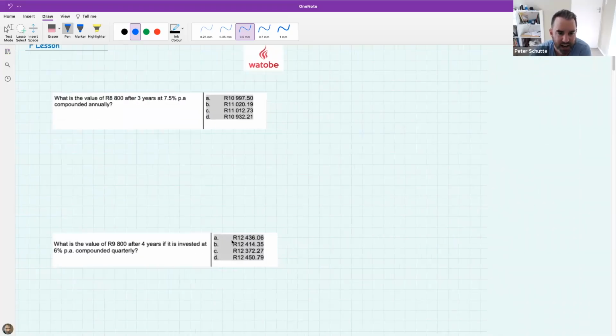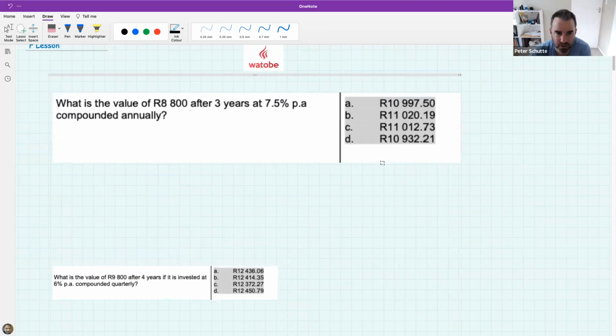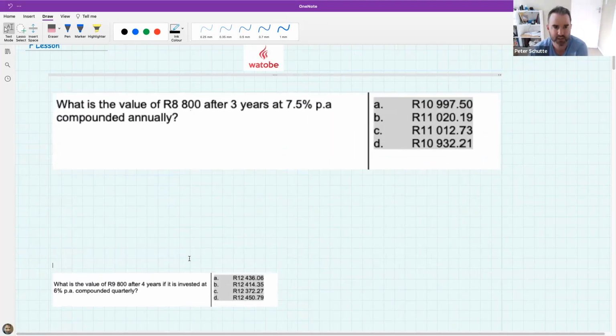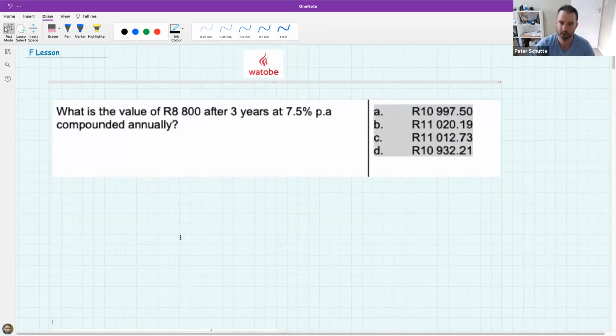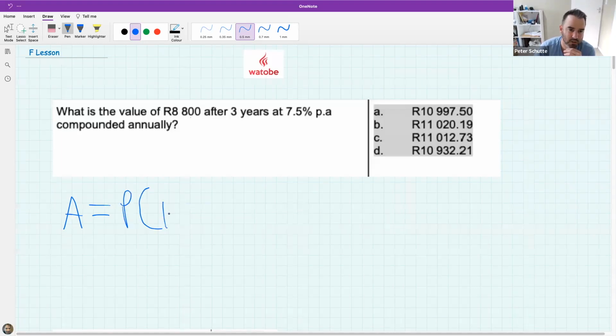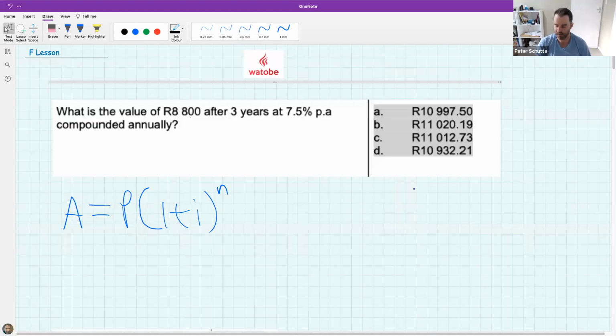So as I start today, I want to start with this multiple choice question. This deals with compound interest, and with compound interest, we always have the formula initial times 1 plus i to the power of n. And I want you guys to start by trying to answer this question.